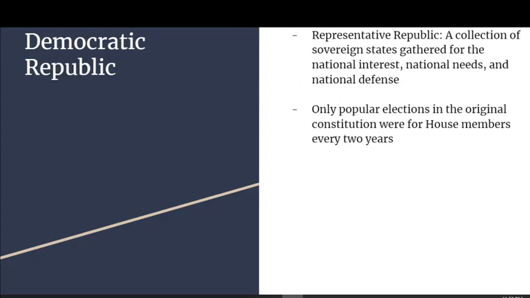So first we need to understand that our country is a democratic republic. And in this republic, also known as a representative republic, a collection of sovereign states are gathered for the national interest, national needs, and national defense of this overall nation. And the only popular elections in the original Constitution were for House members that happened every 2 years.